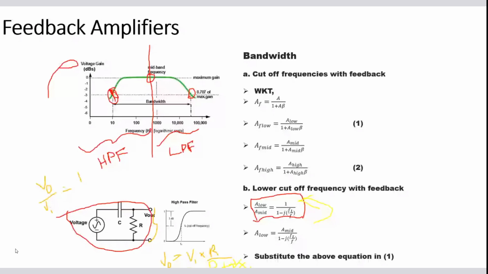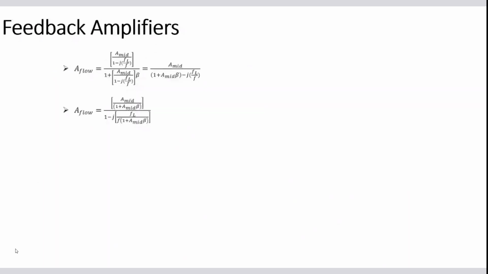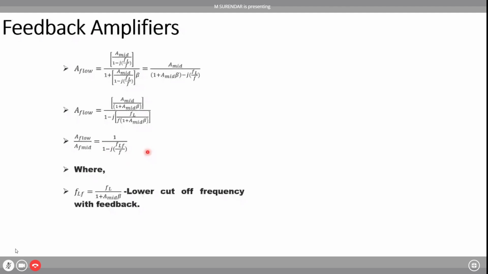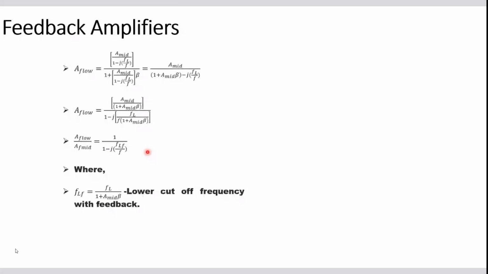And finally on doing all those steps, we will be having the term FLF here. So FLF is nothing but FL divided by 1 plus A mid into beta. That is the lower cutoff frequency after giving the feedback. FL is the lower cutoff frequency.